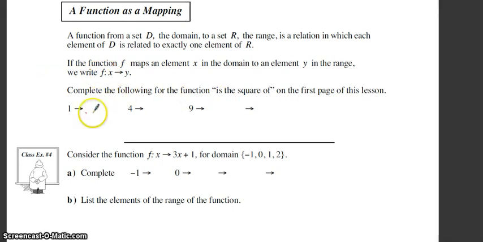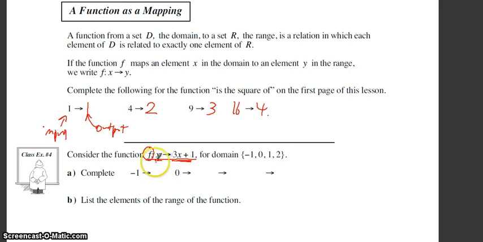Complete the following: 1 maps to 1, 4 maps to 2, 9 maps to 3, 16 maps to 4. So this is the map. Now we just write out the line. This is the input, and you have the output. Consider the function: any x will map to 3x plus 1.